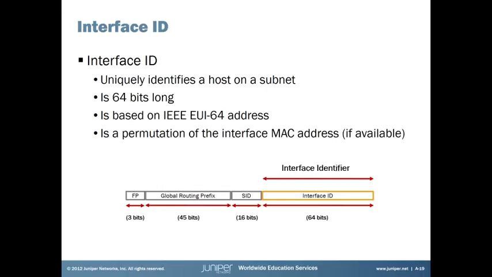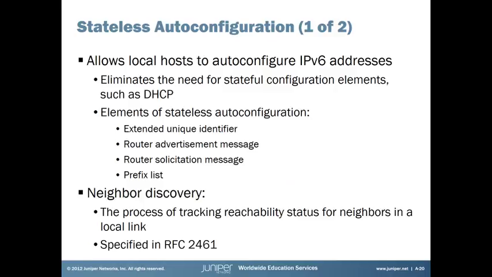So what about the first 64 bits? Where does that come from? Well, glad you asked. Let's have a look at the process whereby this happens. We're talking about stateless auto configuration. It allows hosts to auto configure IPv6 addresses, and eliminates the need for stateful configuration elements such as DHCP. We don't need a DHCP server at all. So what is the process? We have an extended unique identifier. In other words, we take the MAC address, which is our unique identifier, and add an extra 16 bits to it. That extends it out to 64 bits. That becomes the interface ID, or the host part of the IP address.